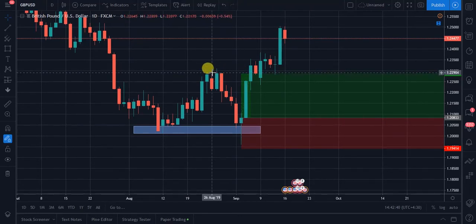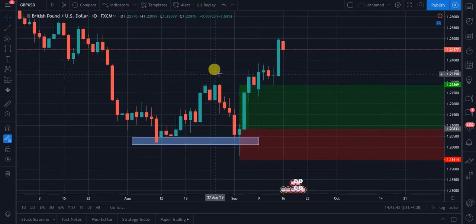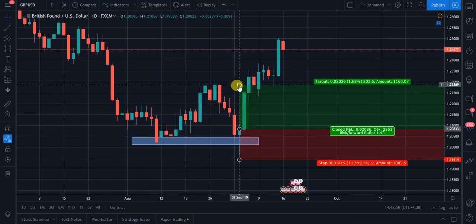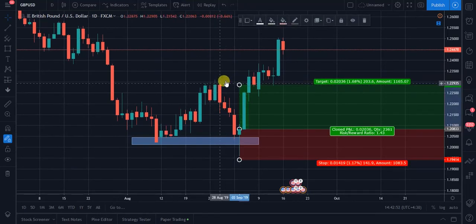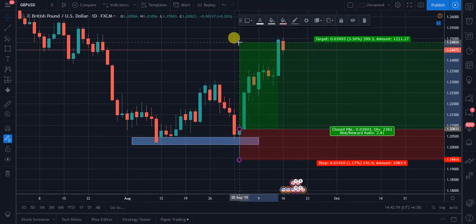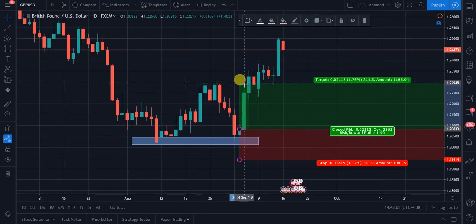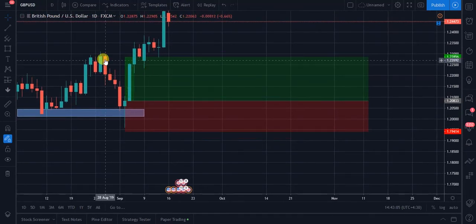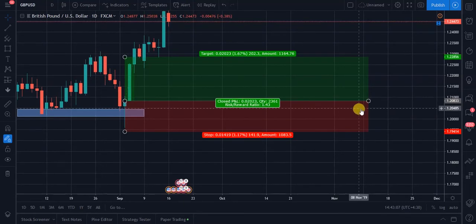For take profit, first take profit, you should use the first support or resistance. Here we can see resistance, so this is here for first take profit, second take profit, the next resistance here. But we need to choose here for first trade.